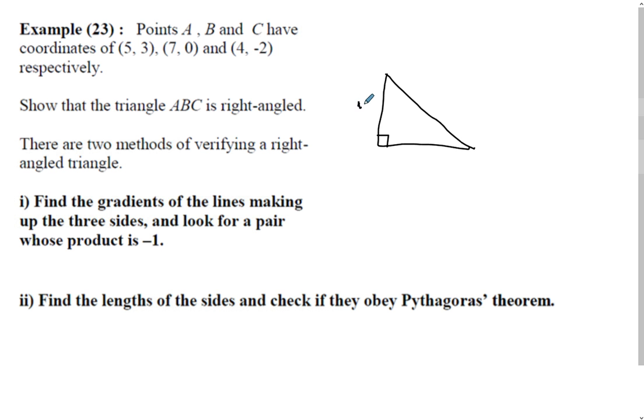So let's say that gradient is m1 and that gradient is m2. So m1 times m2 will be -1. Yeah, and that shows that those 2 lines must be perpendicular for there to be a right angle. Okay, so that's one way to show that it's a right angle triangle.